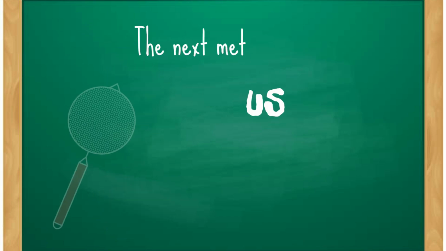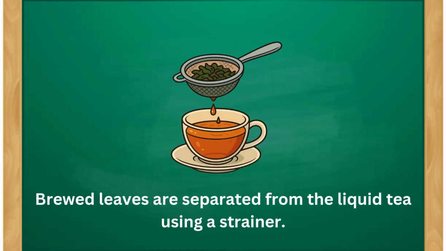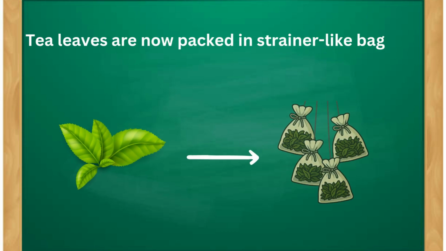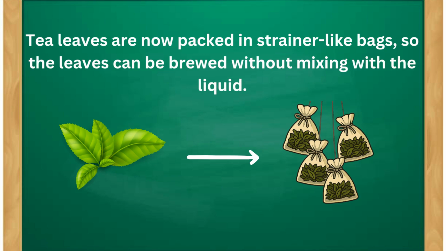The next method is using strainers and filters. Brewed leaves are separated from the liquid tea using a strainer. Tea leaves are now packed in strainer-like tea bags so the leaves can be brewed without mixing with the liquid.